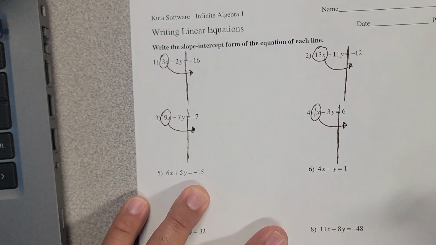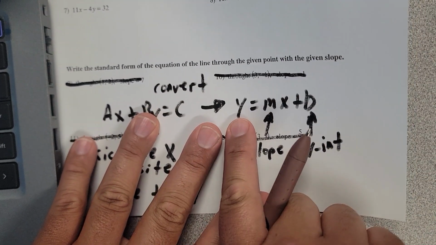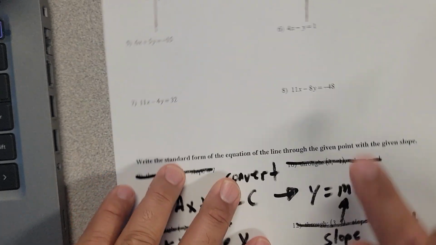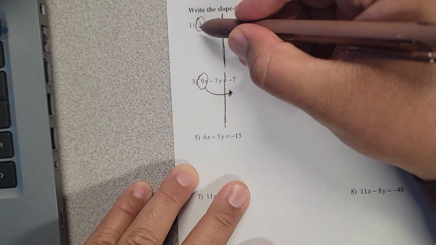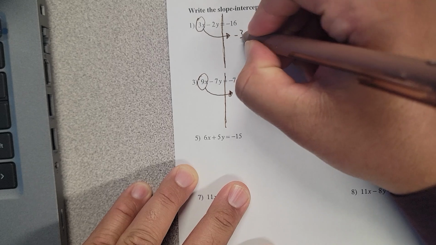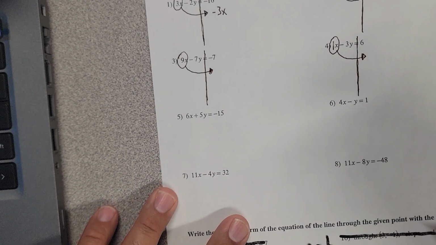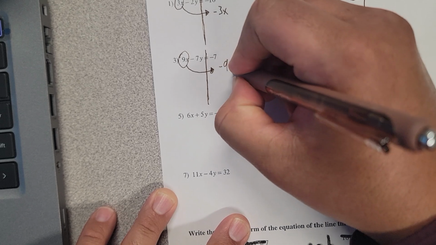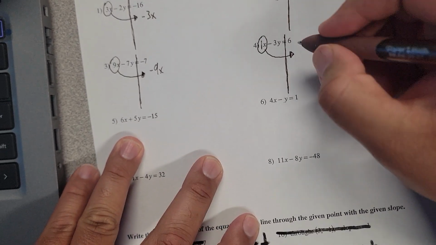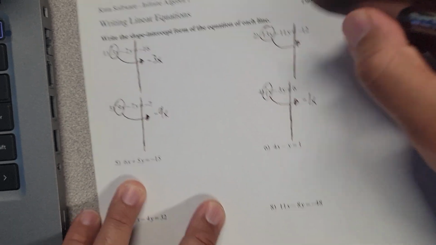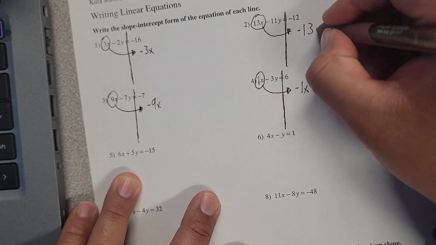So I need to make sure that my y equals has the mx number. So it's opposite. If I have a positive 3, the opposite of a positive 3 is negative 3x. I have a positive 9, it's going to be negative 9x. I have a positive 1, it's going to be negative 1. Opposite of a positive number, it's going to be a negative number.